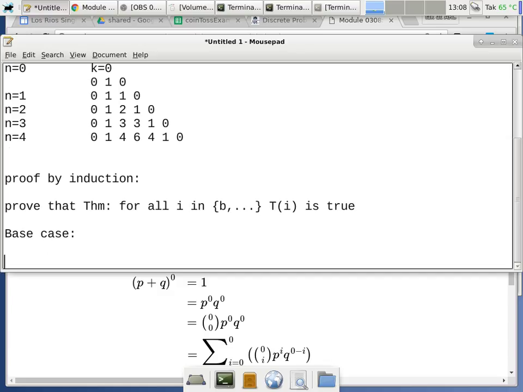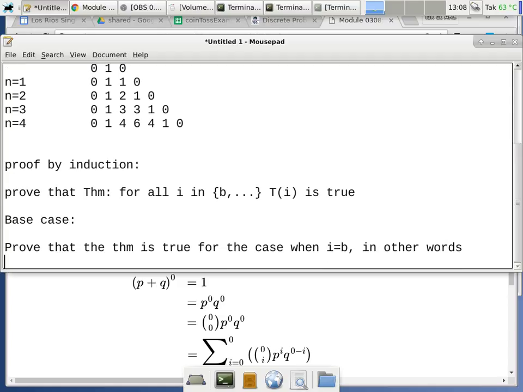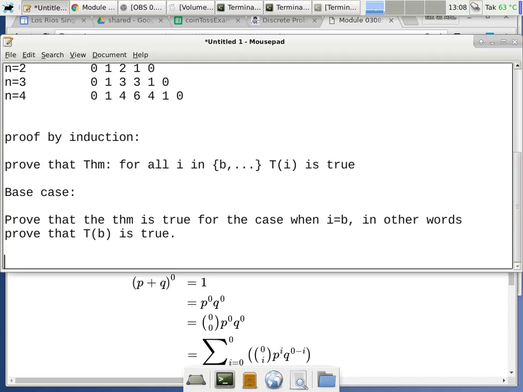So the base case is to prove that the theorem is true for the case when i equals b. In other words, prove that T of b is true. That is your base case. The base case says, I'm not going to look at every single thing in this entire set. I'm just going to look at the first thing, b, and ask, can I prove that T of b is true?